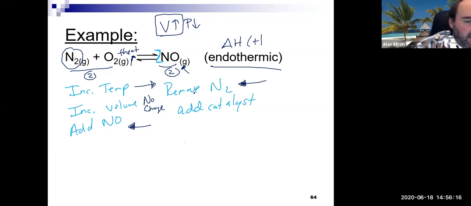And lastly here, we're going to add a catalyst. And again, a catalyst will also cause a no change. You're just going to get there quicker with a catalyst, most likely, but it will not affect it shifting one way or the other, because technically a catalyst is not a reactant nor a product. So it's just there to facilitate the reaction occurring faster. Any questions on Le Chatelier's principle here?